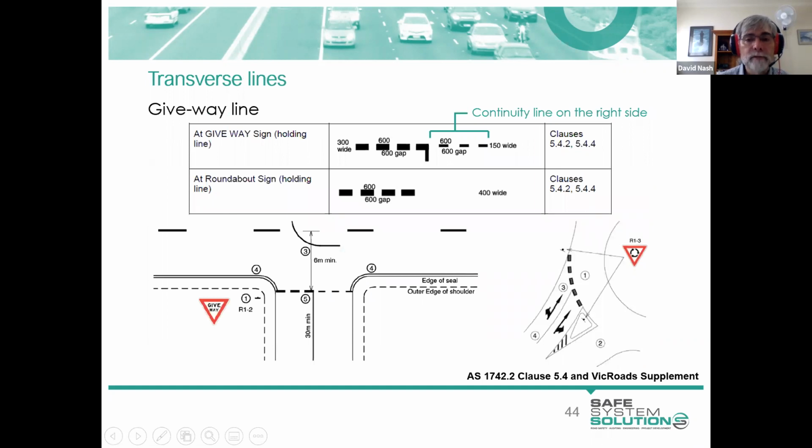Now we're into transverse lines, the lines that go across the road. Giveaway lines are a classic. The holding line at roundabouts is the same. At the roundabout, they are 400 millimeters wide, and at giveaway signs, they're 300 millimeters wide. And then the continuity line on the other side is the same pattern, but just a bit thinner.